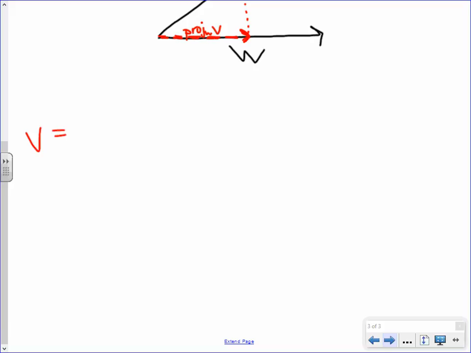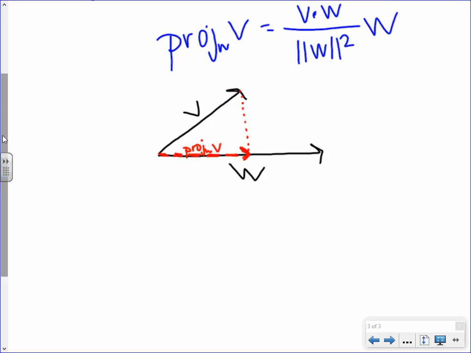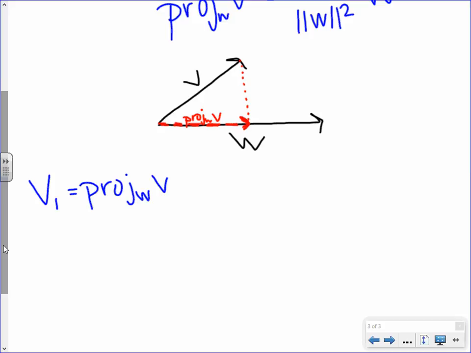V equals, oh, you know what? I have one more thing to define. I'm sorry. We need to talk about the decomposition of V. Right now, I'm going to call V1 the projection of V onto W, just so I don't have to write that big projection thing every time. Okay? I'm going to draw a new picture. This is our projection vector. I just called it V1 because I don't want to write all of that up there. This right here is called V2.